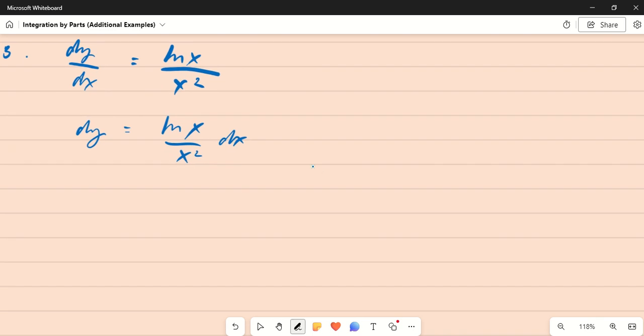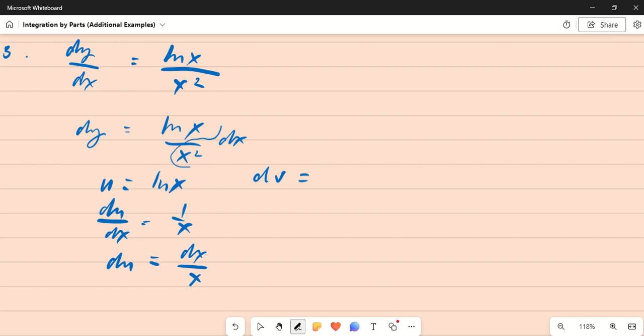Then after that, we identify your u and dv. So your u here is ln of x, and you are aware that the derivative of ln of x is 1 over x. So du over dx is equal to 1 over x. You do more cross multiplication. So your du will now then be equal to dx all over x. Then after that, we identify your dv, and in our given, our dv is definitely equal to dx over x squared. So we write it here, dx over x squared.